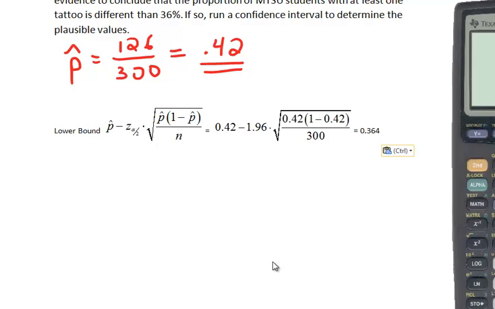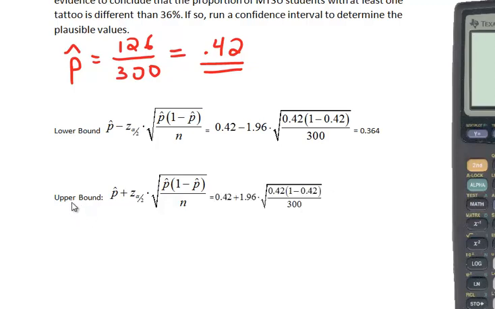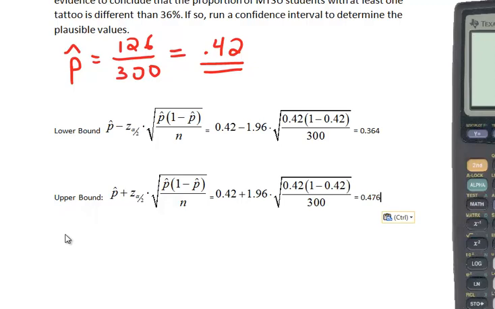Similar for the upper bound, except instead of subtracting, we're going to add. Okay, so for our upper bound, it's just p hat plus z alpha over 2 times the square root of all that. Plugging that in, it's going to give me about 0.476. I'm just rounding to 3 decimals here. I usually go one more than what I did up here. Okay, so there's our confidence interval.